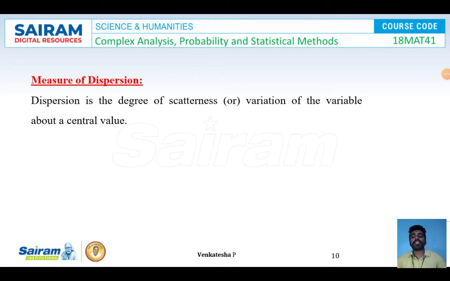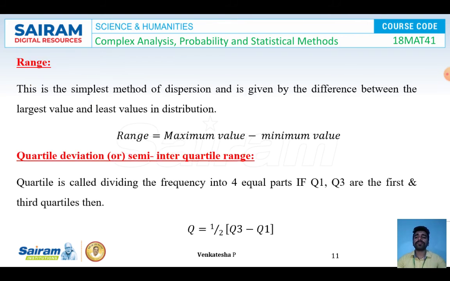So next is measure of dispersion. Dispersion is the degree of scatteredness or variation of the variable about a central value. Range. The range is given by the difference between the largest value and the least value in the distribution. The formula for range is maximum value minus minimum value.